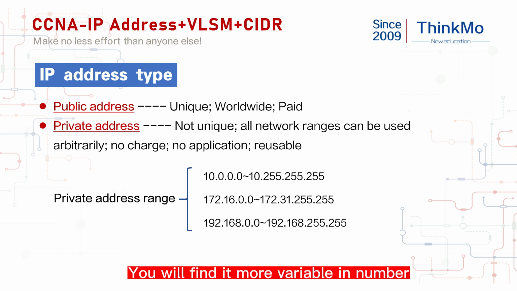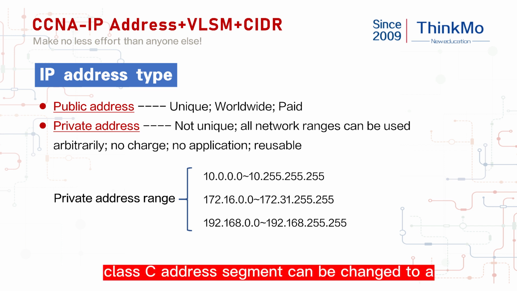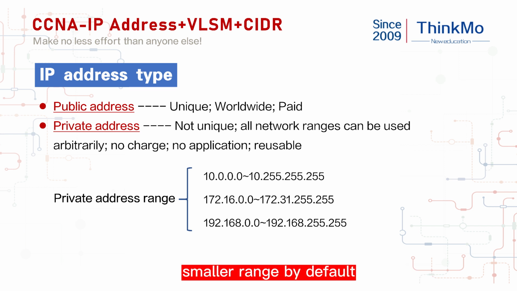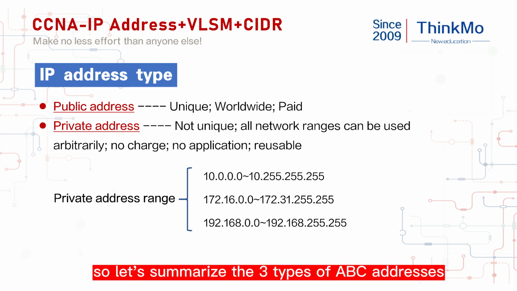You will find it more variable in number. The Class C address segment can be changed to a smaller range by default. So let's summarize the 3 types of ABC addresses.